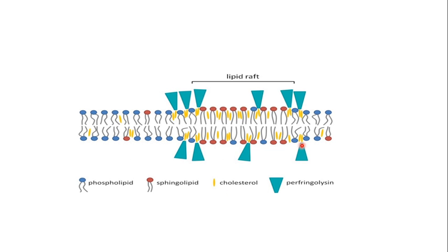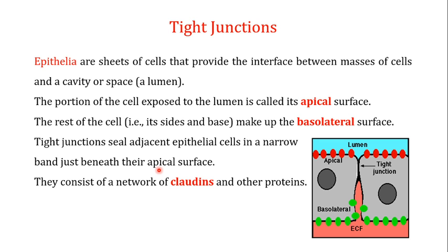This is actually a Perfringolysin. As you can see over here, initially they are in the monomeric form, but when they bind to the cholesterol, these yellow dots over here, they actually make these oligomers, and these oligomers then go on to disrupt the cell membrane of the host cells.